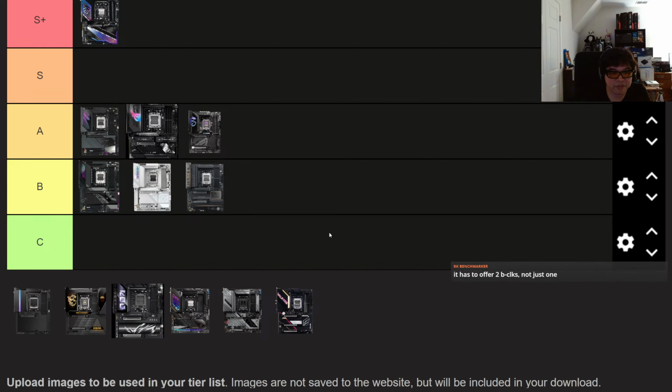It has to offer 2 B clocks, not just one. No, that's not correct, because I tested the Aorus Master and it doesn't affect the RAM. As long as you set asynchronous mode and you have the RAM hard-coded to a specific divider, it works. So it should be the same for all of them. Now, that is something that may have changed with BIOS updates in the past year, because I think at launch of the X670E, it was like what you're describing.